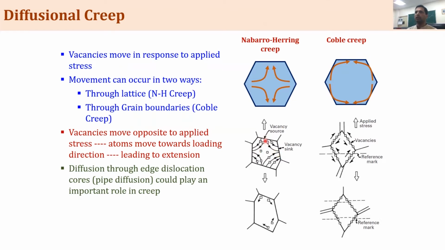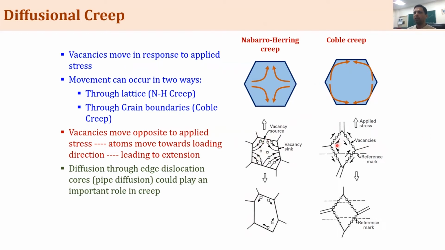Sorry, the vacancies are, this is the source and this is the sink. So in a shape like this, where the stresses are being applied like this is the vacancy source, vacancy would move. Here it is being generated, and somewhere over here, they would get absorbed. And in the process, you would see that the shape of this grain would change to something like this. And this is happening, as you can see, through the grains. Inside the grain, vacancies are moving.